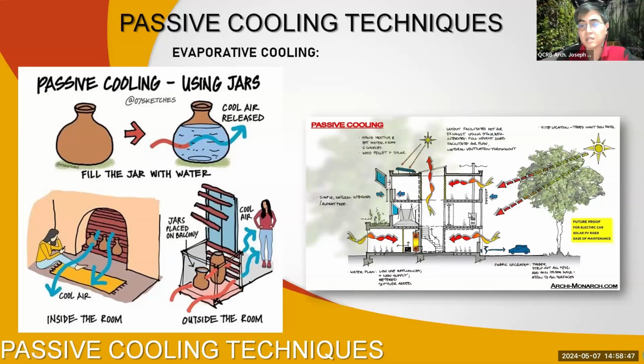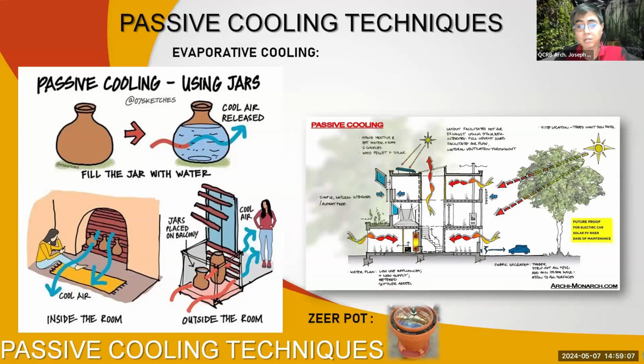Because if the sun is directly hitting the house, even if you put 1,000 cold jars around your house, it will not be effective. So initially you have to shade the house, and then these jars will only help you cool the space immediately nearby, no.